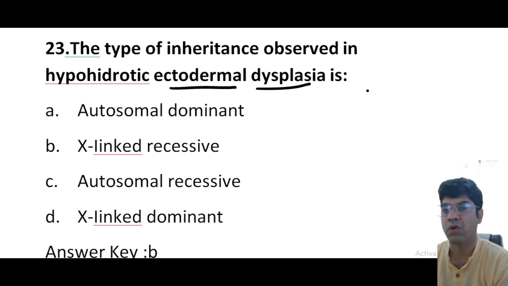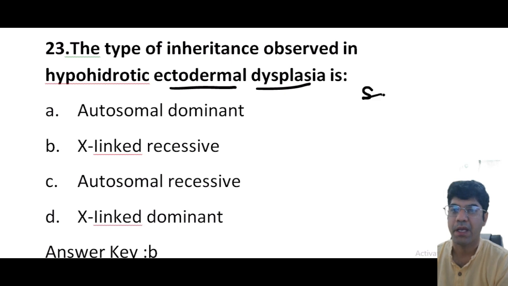The most common form of hereditary ectodermal dysplasia is the X-linked recessive type. Although the autosomal forms may be seen, the most common form is the X-linked recessive type. That will be your answer.